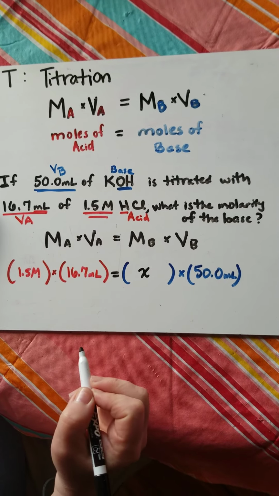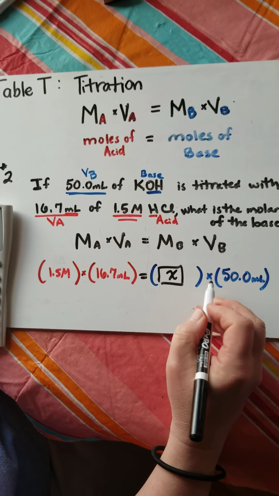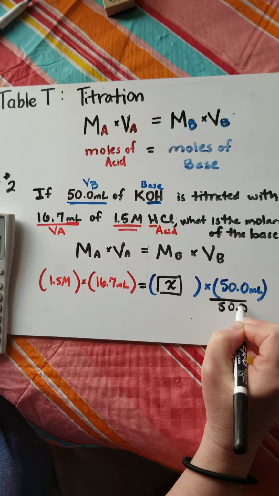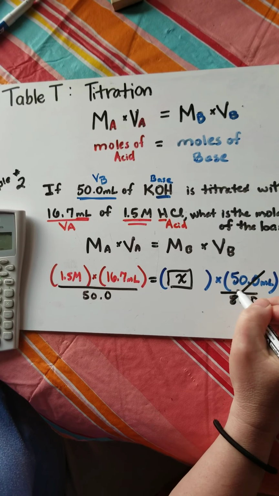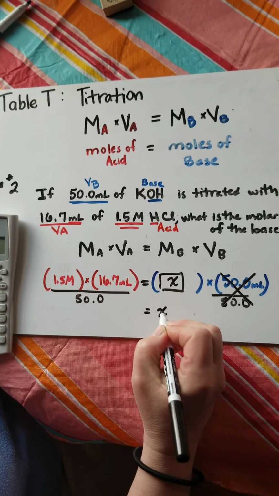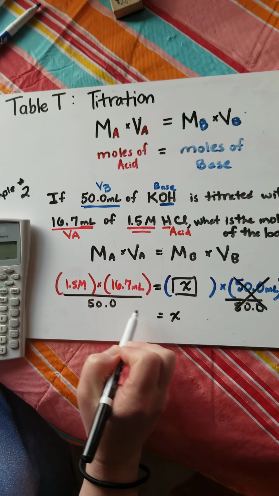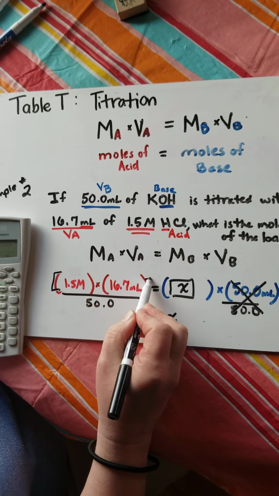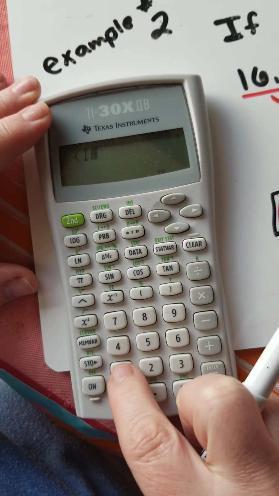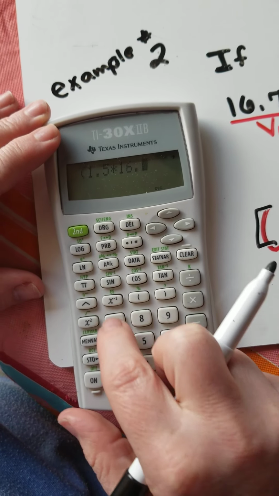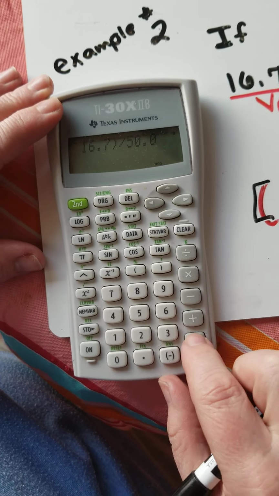That's our X. We want to get X by itself. So the opposite of multiplying is dividing. And whatever I do to one side, I have to do to the other. It's going to divide out here. And now I'll have 1.5 times 16.7 divided by 50 will equal X. Don't forget to put these in parentheses or brackets in your calculator. So let's put this in. Parenthesis, 1.5 times 16.7, parenthesis, divided by 50.